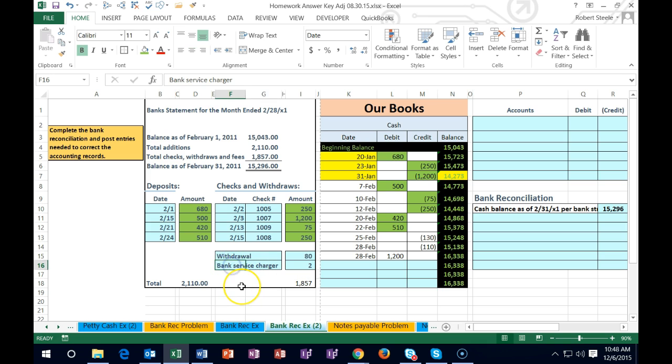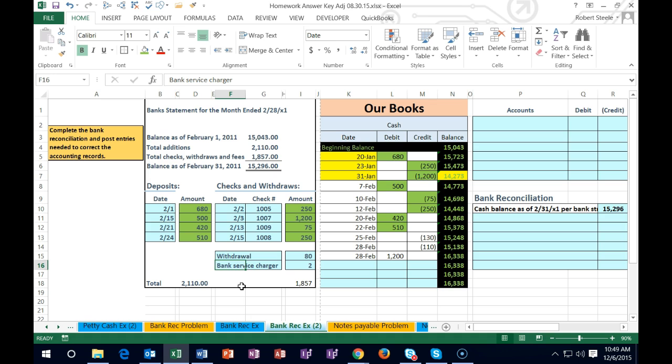And the bank service charge, that's going to be something if we bought checks, or if they just charged us for late fees or something like that, a non-sufficient fund type of fee, then they're just going to take it out of our account, clearly, and we didn't even know about it until we got the bank statement. So obviously we didn't record it on our books. So we're going to have to make that adjustment on our side.